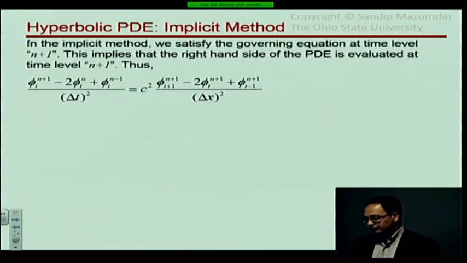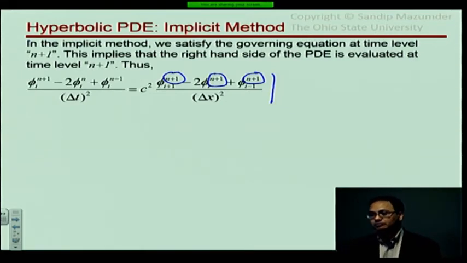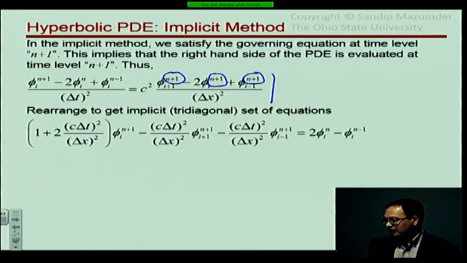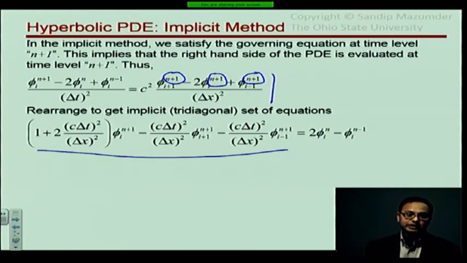Now we plug that in. Notice that on the right hand side we have all n+1 now. No n's anymore, because it's an implicit scheme. If we rearrange it, what do we get? Our well-known tridiagonal equation for 1D. So it's an implicit, simultaneous set of equations, but tridiagonal, obviously.